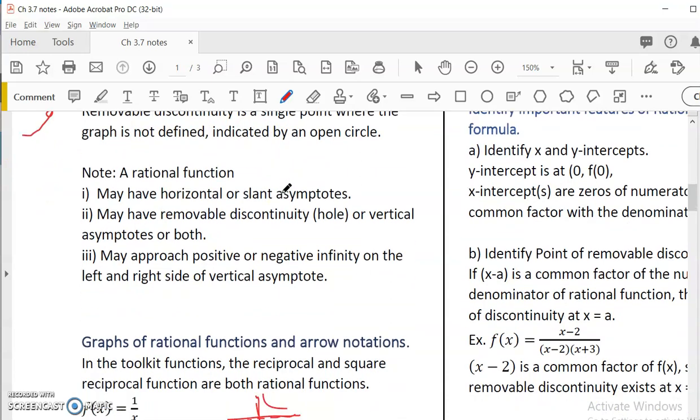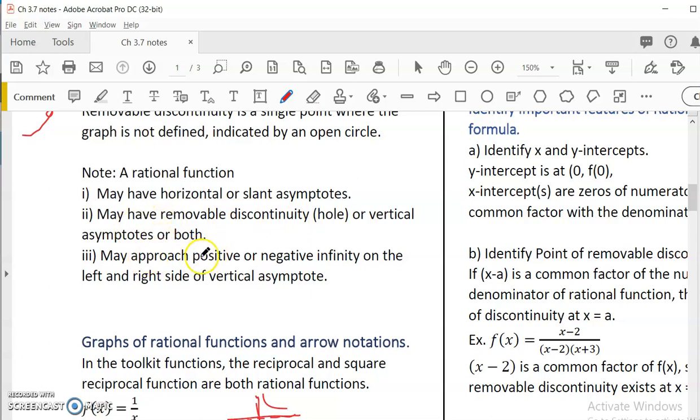So all in all, a rational function may have a horizontal or slant asymptote, one or both. They might have other asymptotes also. It may have removable discontinuity. It doesn't necessarily have it, but it may have it.